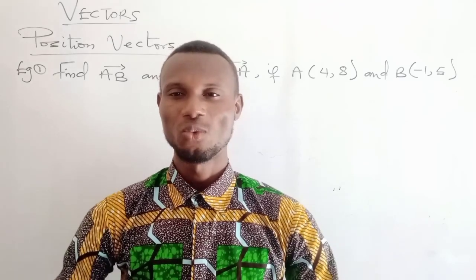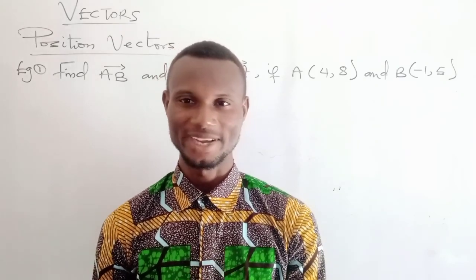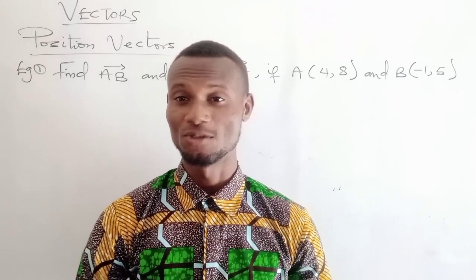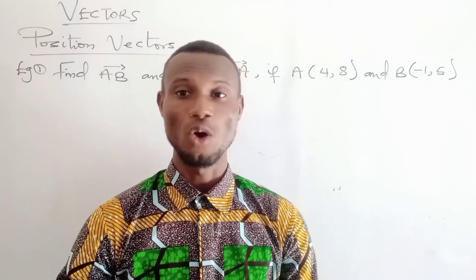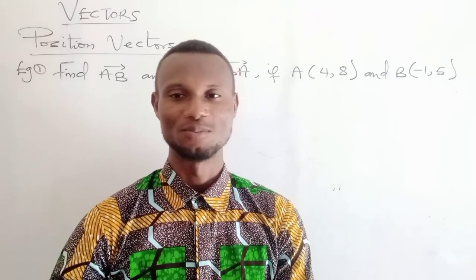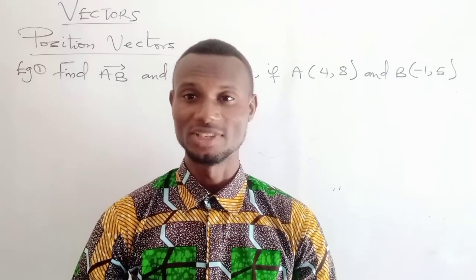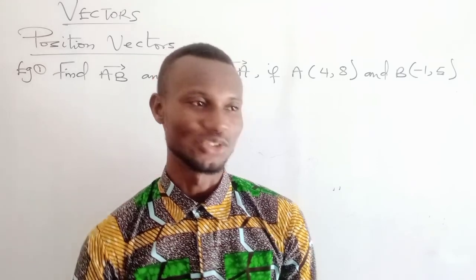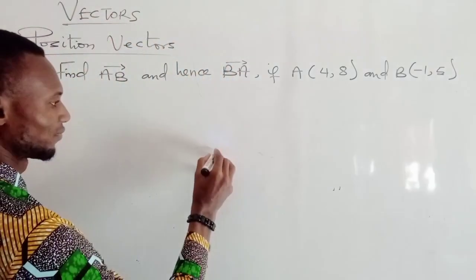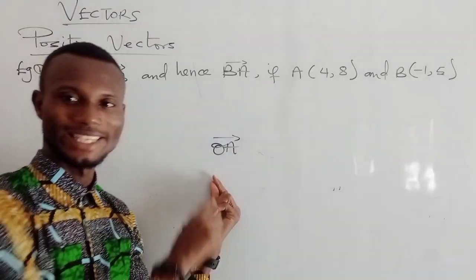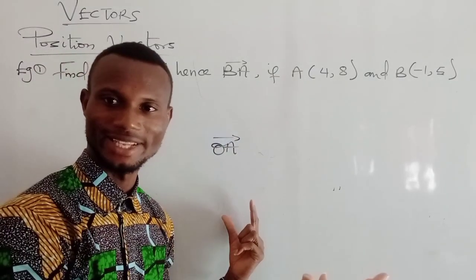Now, when we speak of position vectors, in simple terms, position vectors simply refer to vectors which start from the origin. So any vector which starts from the origin, we refer to it as a position vector. I hope the explanation is clear enough. So now, when I have OA on the board, the vector OA is a position vector.